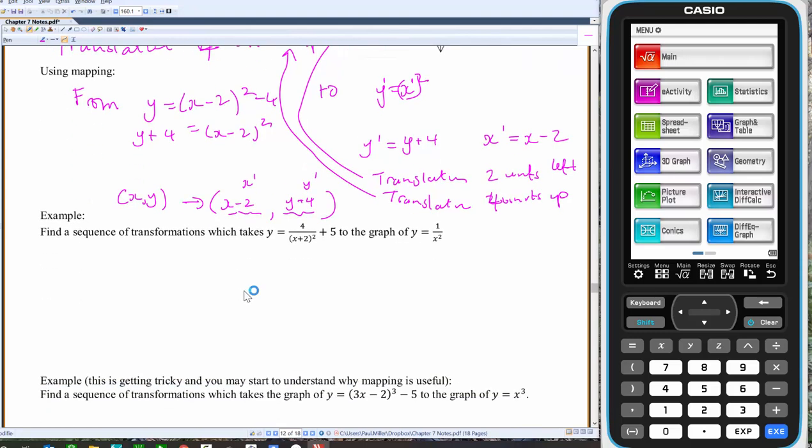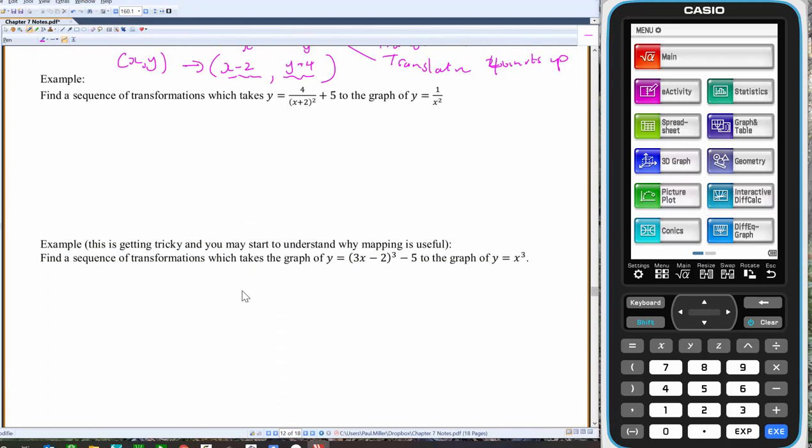All right, so here's another one here. Find a sequence of transformations which takes y equals 4 over (x plus 2) all squared plus 5 to this graph here. Now, see if you can do it without mapping. See if you can do it by recognition. So what I want you to do is pause the video and try to do this problem and write down what you think the transformations to this would be to make that function there.